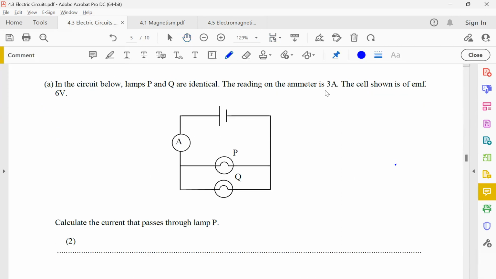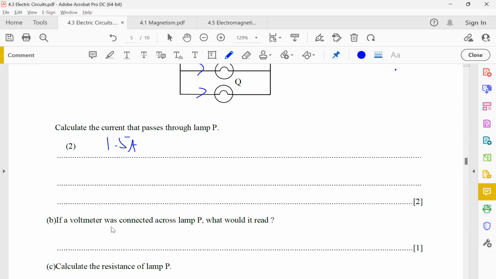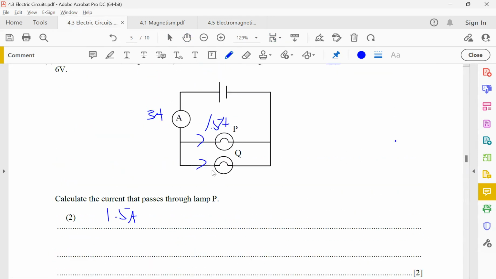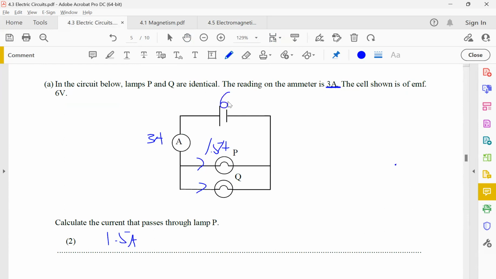So first and foremost, they give you the information that an ammeter reads 3 amperes, right? And if I look at it, they are the same identical lamps, which means they have identical resistance, then how much current should be flowing through each? 1.5, quite straightforward, right? 1.5 amperes here. Then after that, if a voltmeter is connected to the lamp, what will it read? They already say that this is 6 volts, right? Then if I have a voltmeter here, how much will it be?